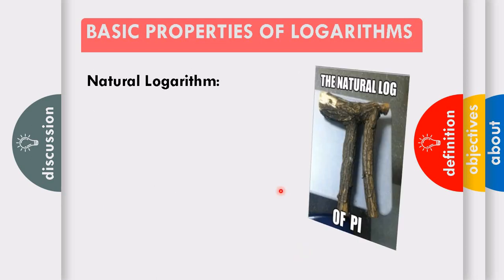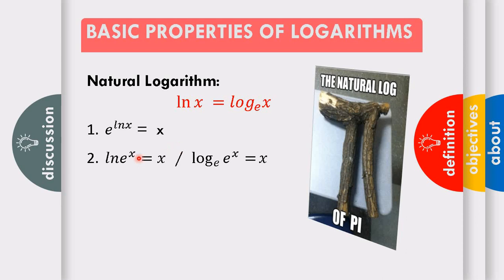So next part is the natural logarithm. So ln x is equal to log of x to the base e. Okay, so we must remember this. First, we have e raised to ln x is equal to x. Next, ln of e raised to x equals x. So it is equal to log of e raised to x to the base e is equal to x.